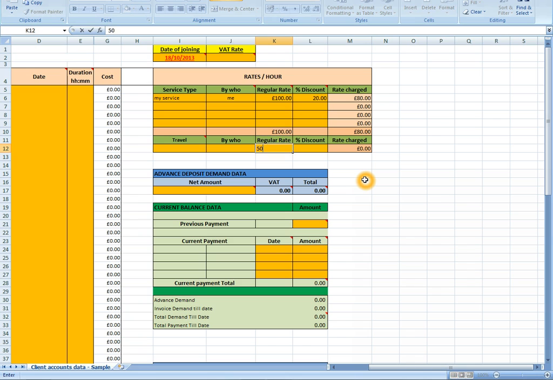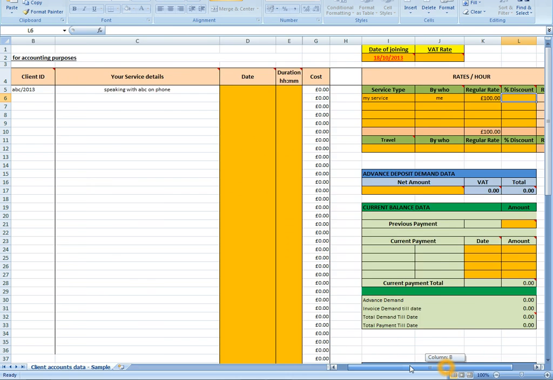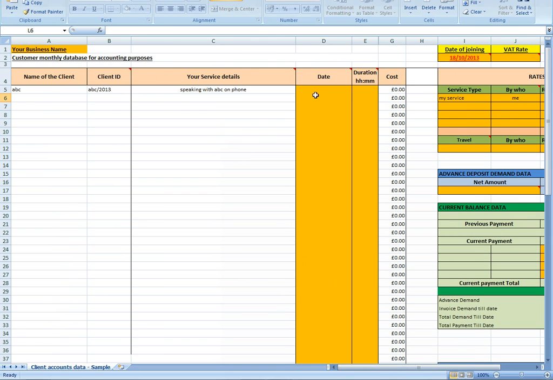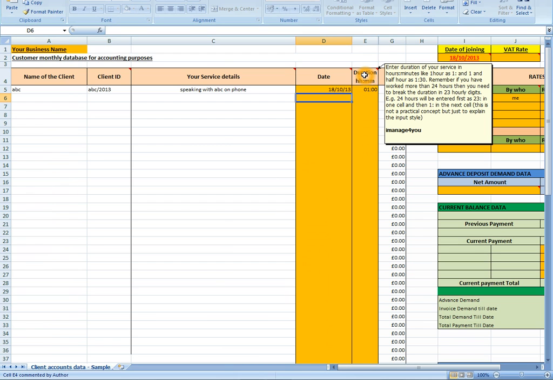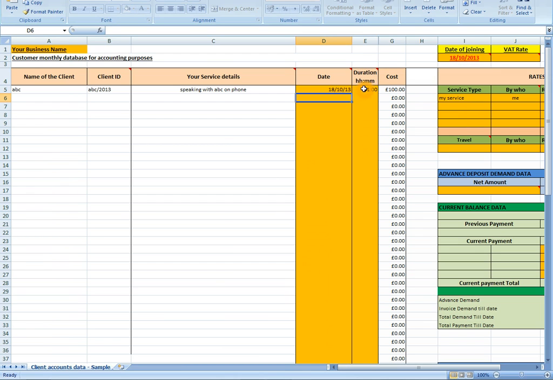Let's go and see the travel cost. 20%, 40. That's correct. Let's remove this now because we don't need them in our calculations. We need only the regular rate. Now inputting the work, the date again, and the time, say 1 hour to make it simple. Now this, how we enter the time, is explained over here. So there's nothing to worry about.